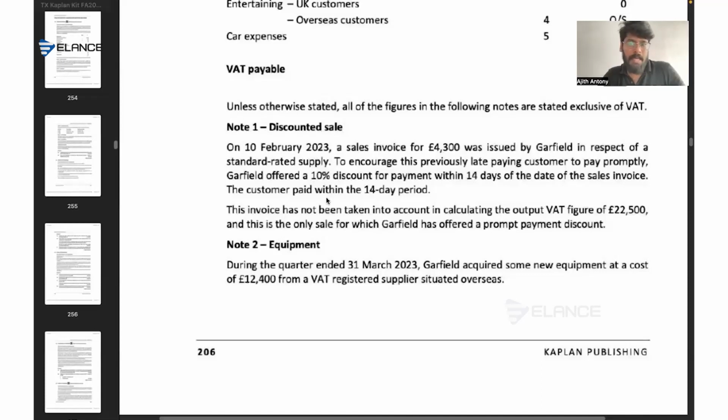The customer paid that amount within 14 days, so the customer will get 10% discount. So actually the sale is not for 4,300. Okay, he gave the invoice for 4,300. After that, 10% discount he's allowed. So we should find out what his selling price is. Then we can find out the output VAT on the discounted price.